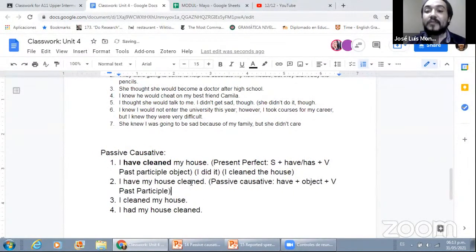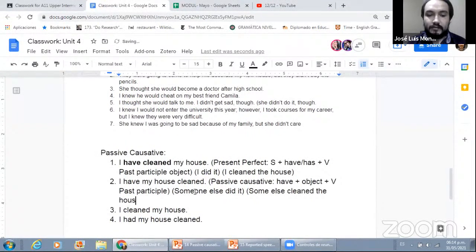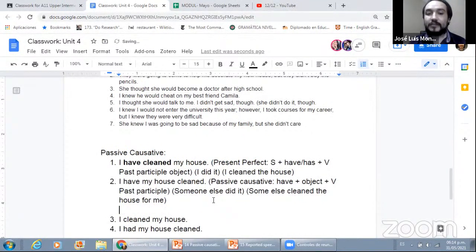So the difference is not big. As you can see, it's a very small difference, but if you don't recognize the difference, you're going to make mistakes. And what is the characteristic of the passive causative? When you have have plus object plus verb in the past participle, it means that someone else did it. In other words, you can say someone else cleaned the house for me. That is the main big difference between these two.